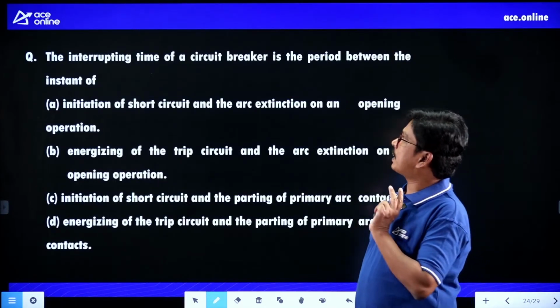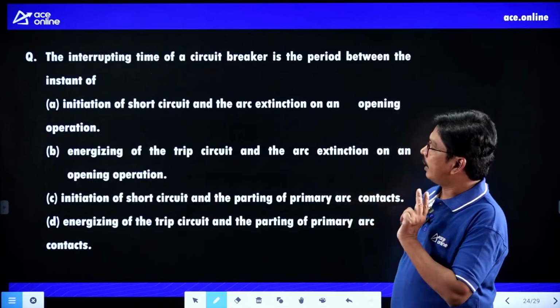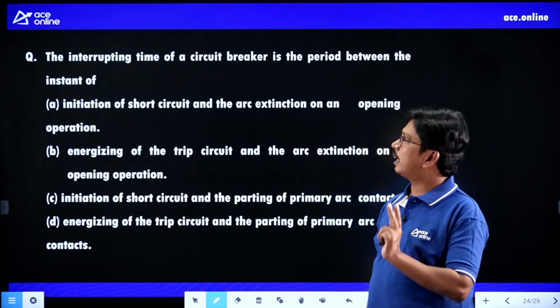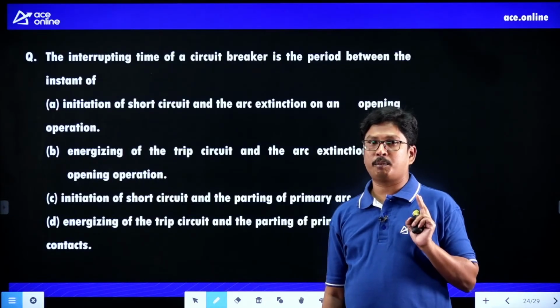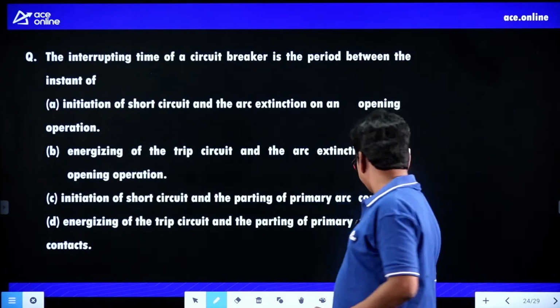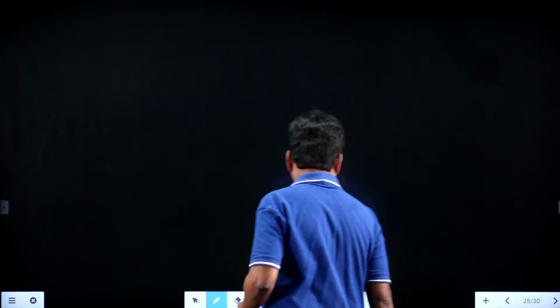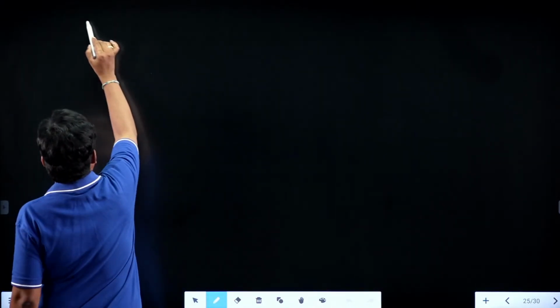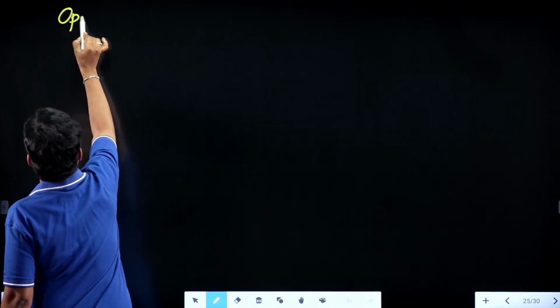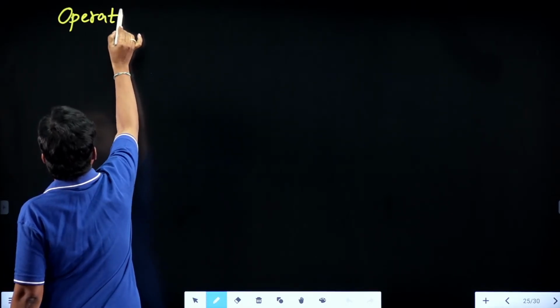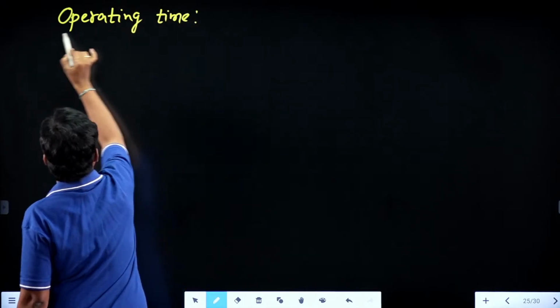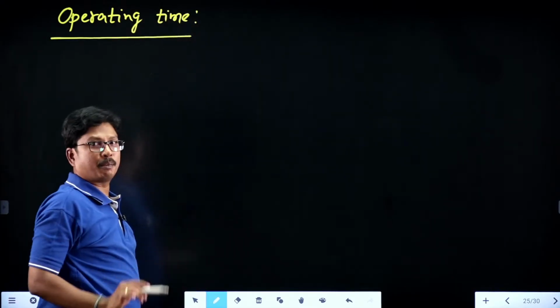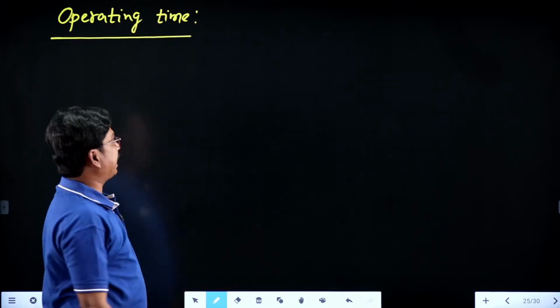The interrupting time of a circuit breaker is the period between the instant of. What is the interrupting time of circuit breaker? Students, I will come back to this question. First of all, we'll see the operating time. What is the operating time of the circuit breaker, not the total operating time.